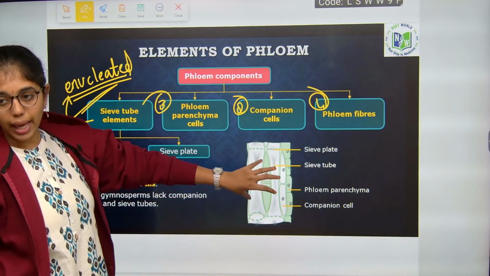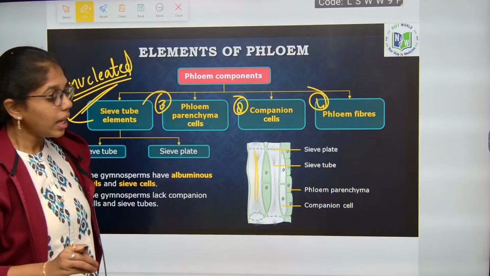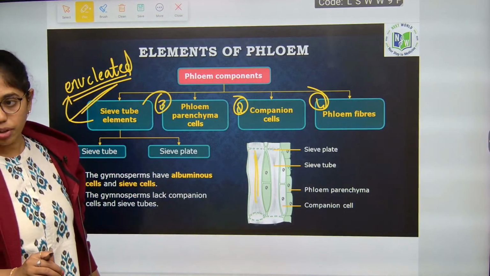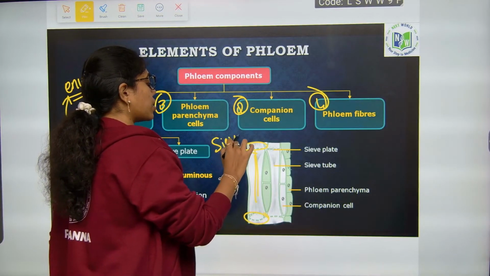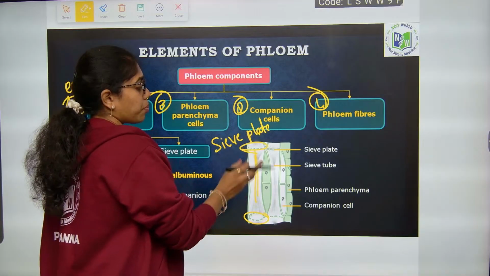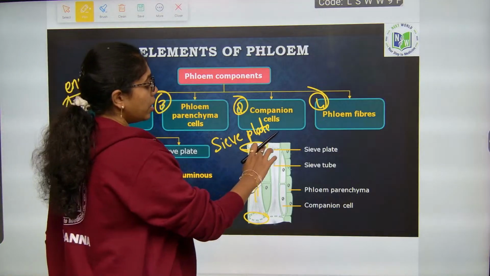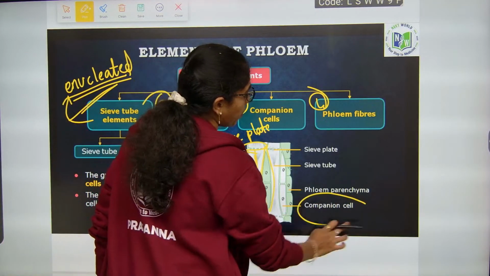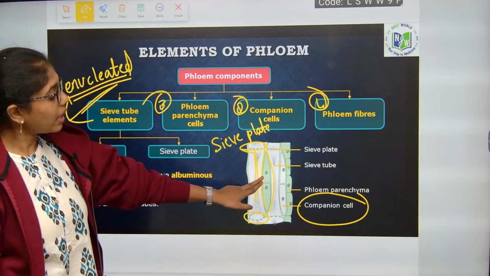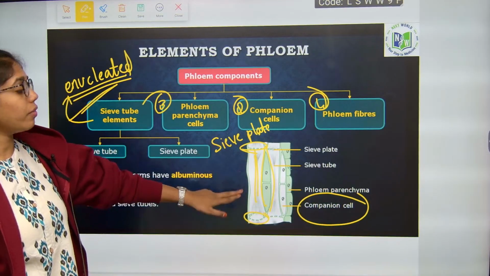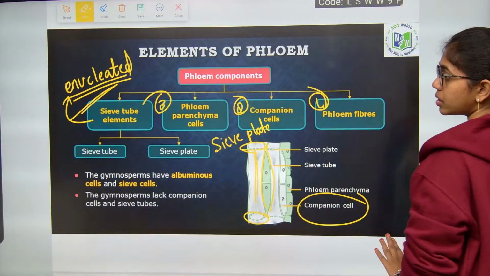This is your diagram wherein you see at the center the sieve tube cells, they are enucleated. They can't maintain their own pressure gradient. At the tips of the sieve tubes you can observe sieve plates are present on either ends of the sieve tubes. Next to the sieve tubes we have companion cells. These companion cells will decide the pressure gradient to be floated in the sieve tubes.